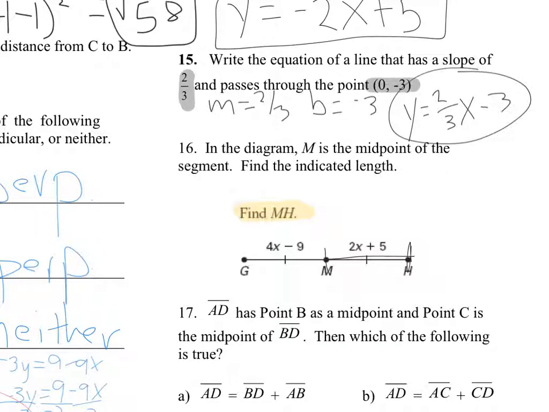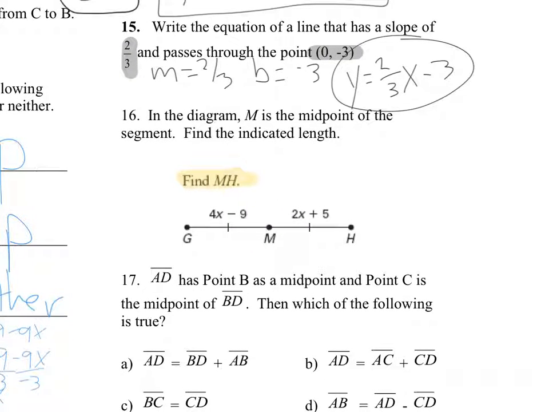So, what do I know about GM and MH? They're equal to each other. M's a midpoint, so they're the same. So again, algebra, whether I'm talking segments, whether I'm talking angles, if two things are congruent and equal, then you set the algebraic expressions equal to each other. 4x minus 9 equals 2x plus 5.